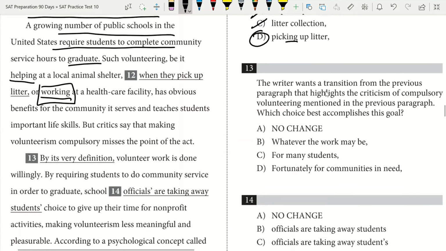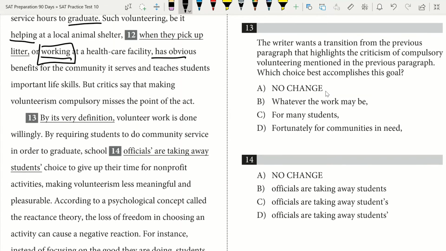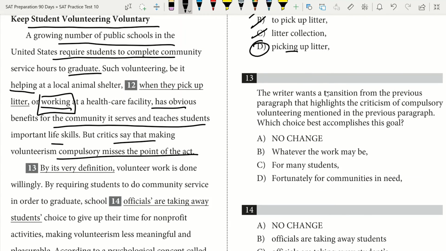All right, moving on. "At a healthcare facility has obvious benefits for the community it serves and teaches students important life skills, but critics say that making volunteerism compulsory misses the point of the act." Okay, now I'm told that the writer wants a transition from the previous paragraph that highlights the criticism of compulsory volunteering mentioned in the previous paragraph, right? So we want to highlight the criticism of mandatory volunteering, which is going to accomplish this.